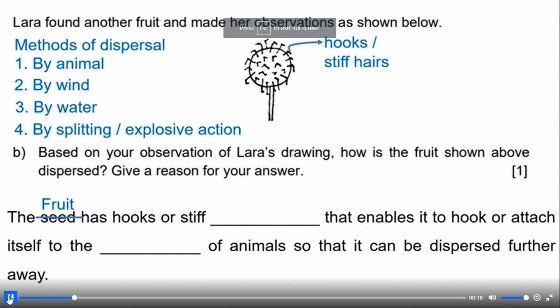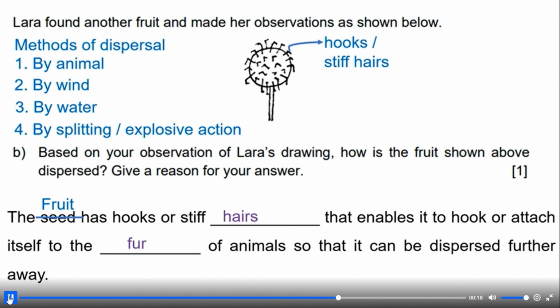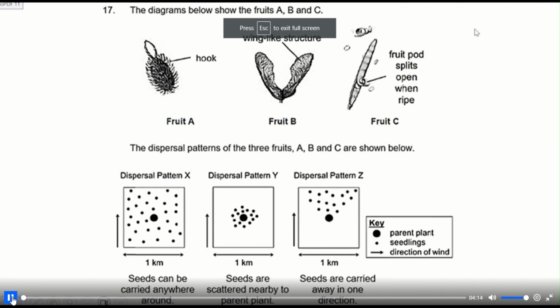From the explanation, the fruit is dispersed by animal, so the fruit has hooks or stiff hairs that enable it to hook or attach itself to the fur of the animals so that it can be dispersed further away. Let us look at question 17. The diagram below shows the fruits A, B, and C.